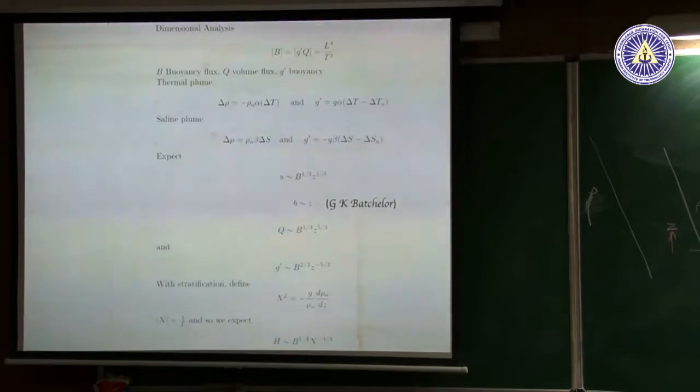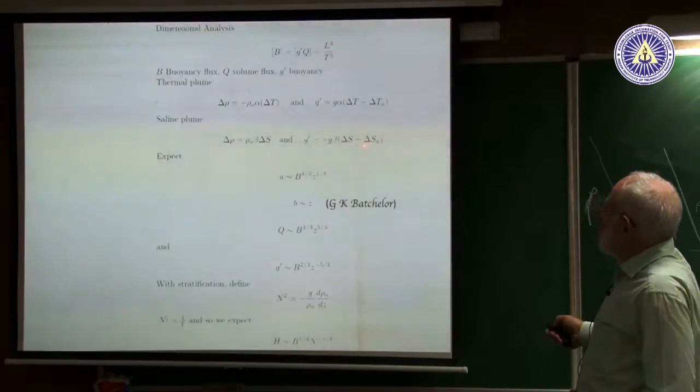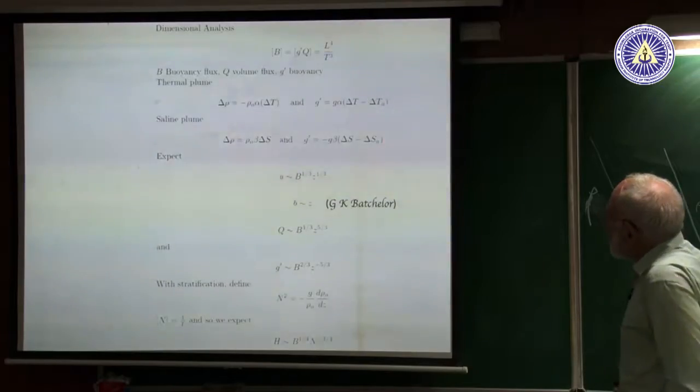For a reason that I've thought about for the last day or so, you always use salt in the laboratory. I've never seen sugar used before. I don't know why. Salt might be cheaper when you buy it in kilogram lots, but I don't know. But it would be the same. This could be sugar or salt.